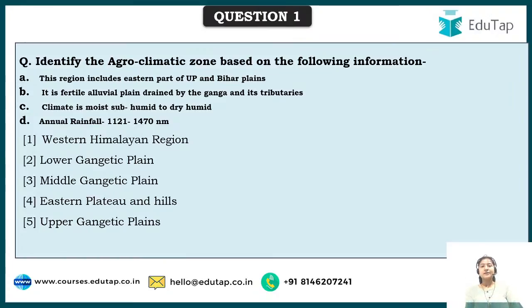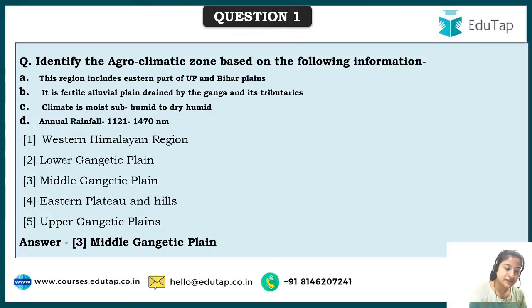Because we know the climate is changing, and the weather keeps on changing. So for a suitable environment, what kind of crops can be grown, or at what time can they be grown, right? Because timing is also essential. All these things come under agrometeorology, and in this particular question you are given four pieces of information of a particular agroclimatic zone, and you have to answer which of the following is correct. The correct answer of this question is option number 3, that is the middle Gangetic Plain.